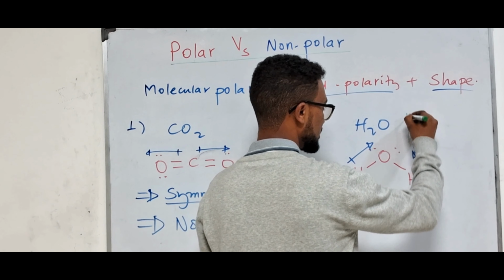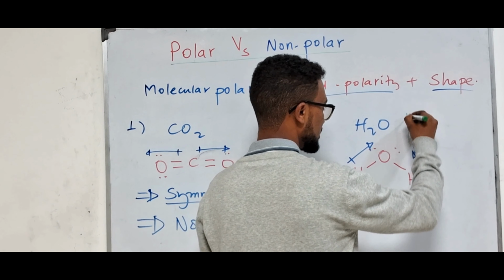Let me ask you one question. Why do you think this bond is straight, linear? The molecular shape here is linear, and the molecular shape here is bent. These two bonds, the two hydrogen bonds, are not straight like this, but instead they are bent.